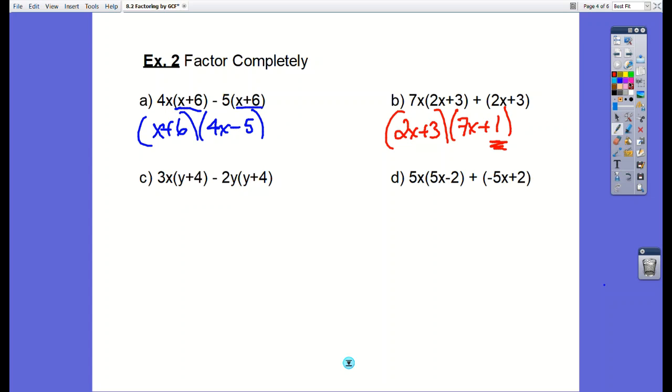Alright, our next one here. Oh, question? Yeah, for 7, can you reverse it with 7x plus 1 at the beginning? Yes, order doesn't matter in multiplication. So either way you write it, they're both equally correct. Okay. Part C.